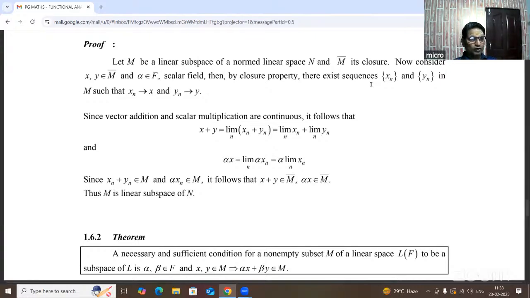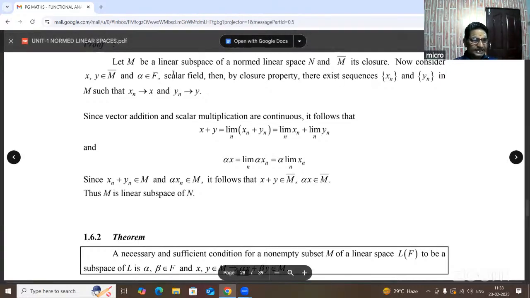This is the proof. First of all, let M be a linear subspace. Already explained here. So the normed linear space is denoted by capital N, and M is a linear subspace because M is a non-empty subset of a linear space.